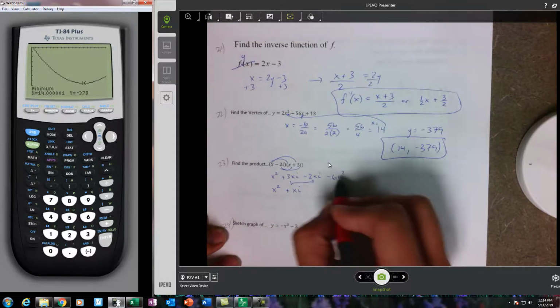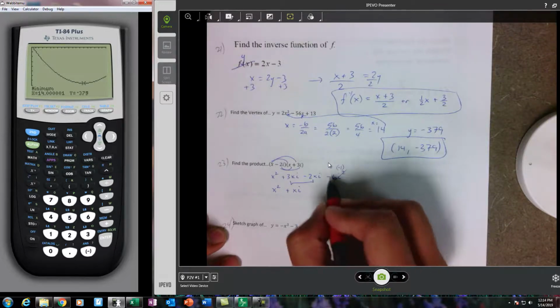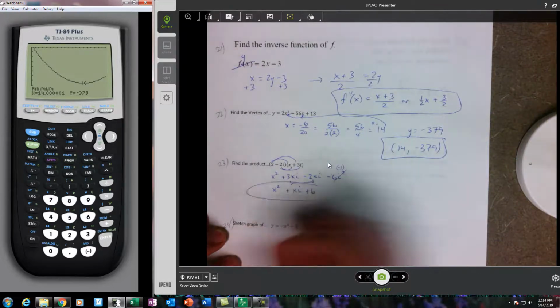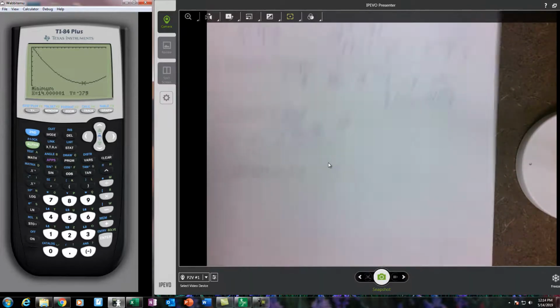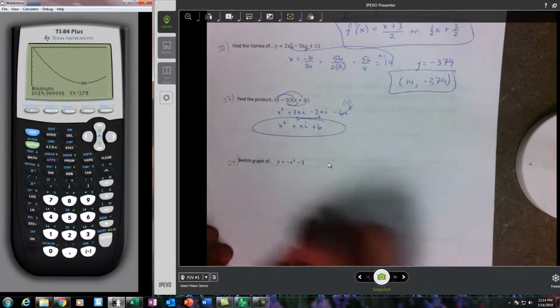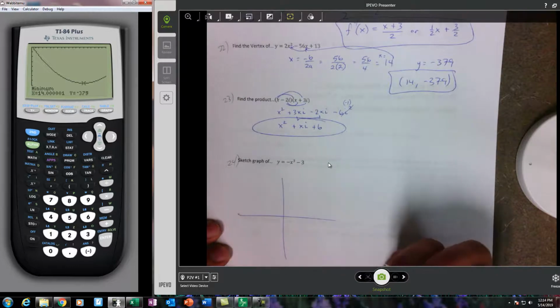And then this 6i squared. And i squared, remember, is a -1. And a -1 times a -6 is a +6. Okay? Now we're going to sketch a graph of y equals -x cubed minus 3.